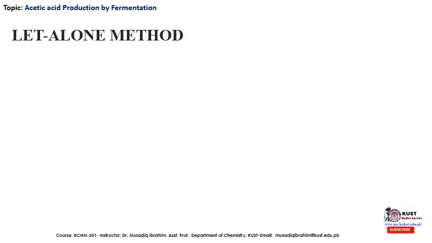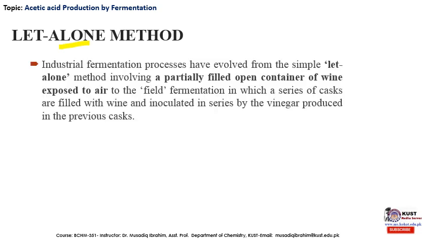Now the first method, the let alone method. The industrial fermentation process has evolved from the simple let alone method, which involves a partially filled open container of wine exposed to air, to fermentation in which a series of casks are filled with wine and inoculated in series by the vinegar produced in the previous casks. So it is a type of cascade process.